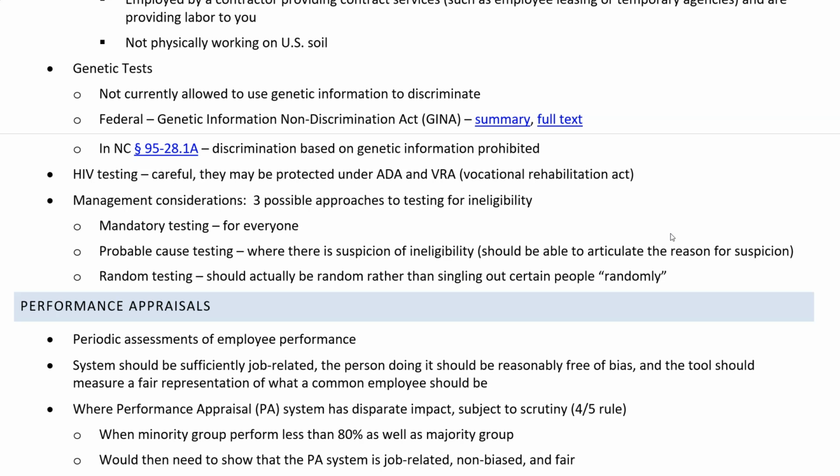Now, that said, testing somebody for HIV, I have to be careful there because they might be protected under the ADA and the VRA. So it's not that common for companies to test for that.